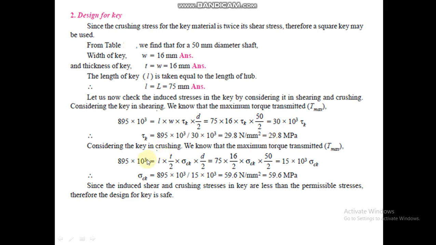And the crushing stress for the key. Apply the formula for torque for the key under crushing. Torque is equal to L × t/2 × σck × D/2. Put the value of the length, thickness and diameter and you will get the crushing stress for the key, which is 59.6. Since the induced shear and crushing stresses in the key are less than the permissible values, therefore the design for the key is safe.